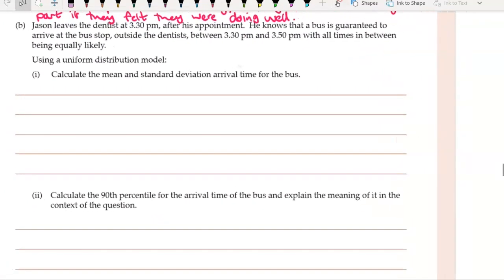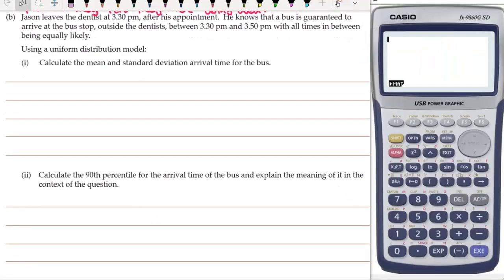Okay, part B. We have a uniform distribution where the bus is equally likely to arrive at any time between 3:30 and 3:50. So if we set that up as being time after 3:30, so let's say this is 0 minutes after 3:30, and it could be up to 20 minutes after 3:30. It's a uniform distribution, so equally likely all the way through that. Now, if it's got a base of 20, and the area has to add up to 1 because areas within a distribution make the total probability, then that gives us a height of 1/20th.